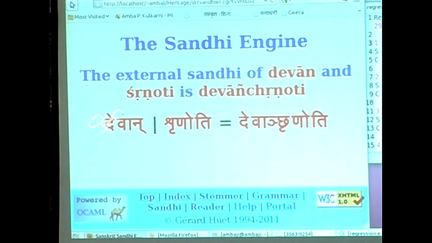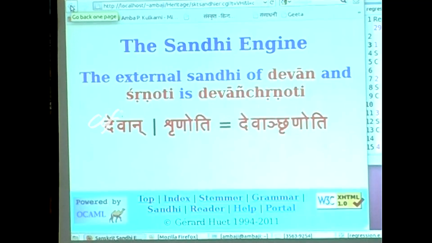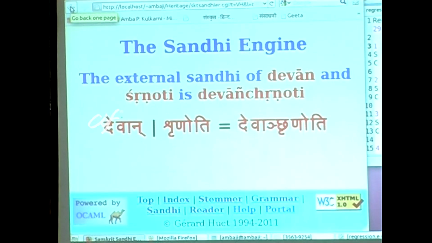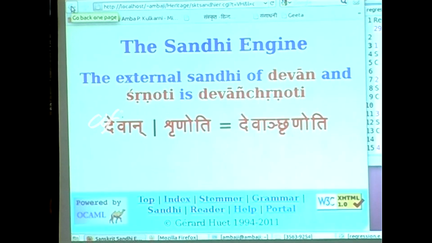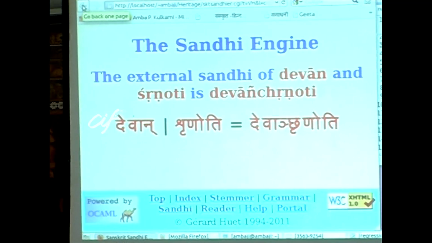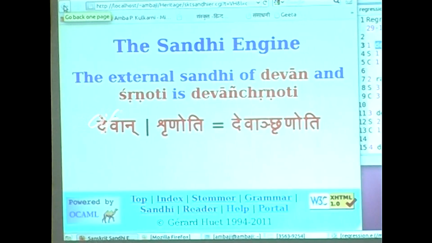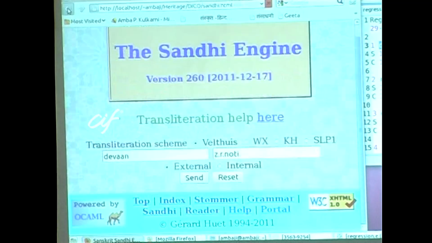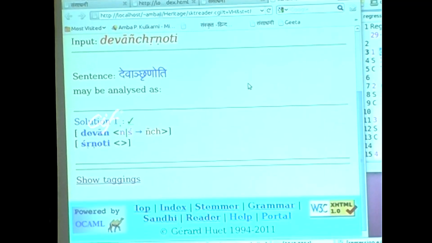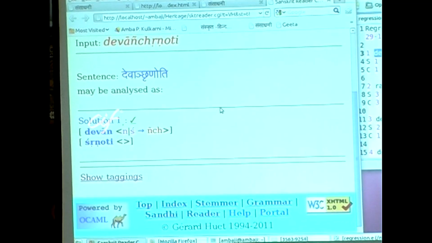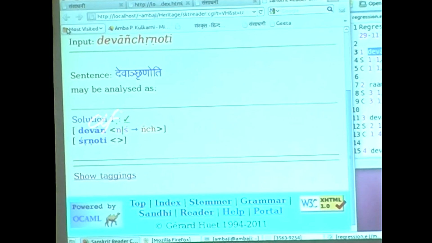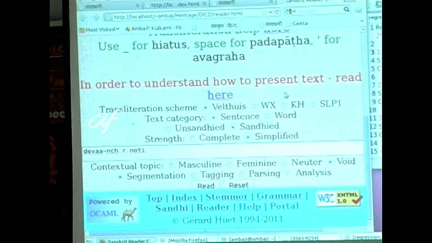So this shows that all the steps of the machine can be justified. And ultimately you can go down to the Ashtadhyayi to check that it is correct according to Panini. So we have seen enough of this example.